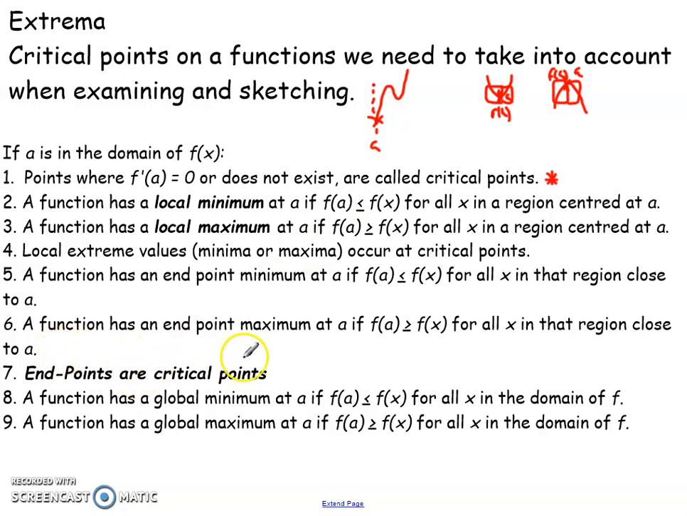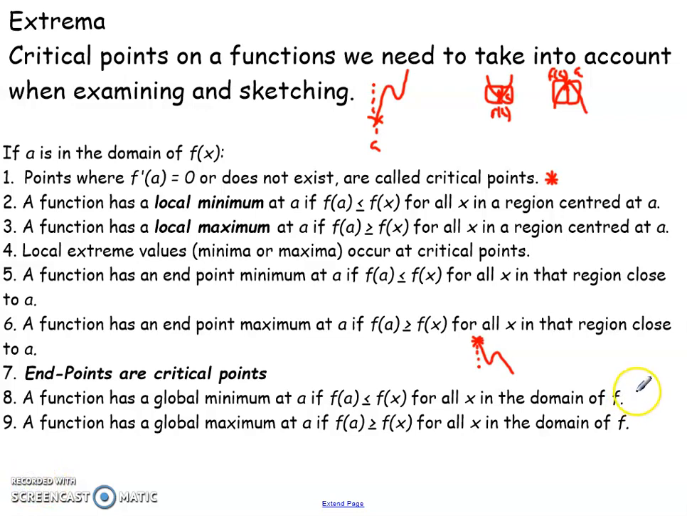Similar logic for an endpoint maximum, the only difference is that f of a is bigger than or equal to f of x for all x in that region close to a. So again, it would be the same logic, the difference being the curve could look something like that, and it's the maximum in that region. And again, this point here, number 7, is that the endpoints are critical points. At those points, f dash of a equals 0 or it doesn't exist. So they are critical points.